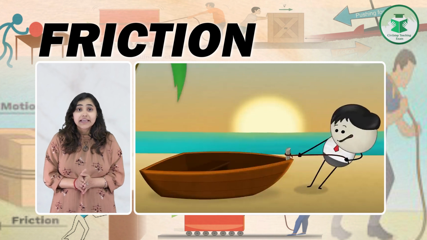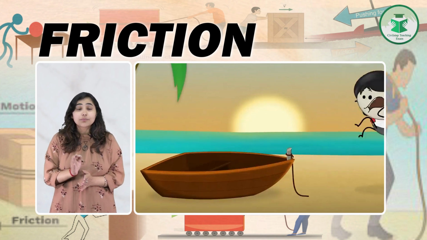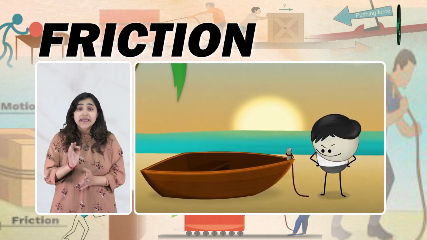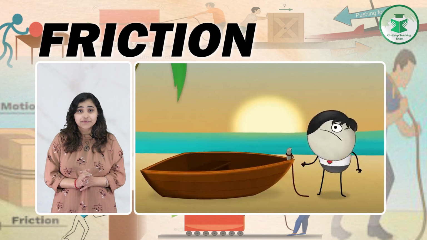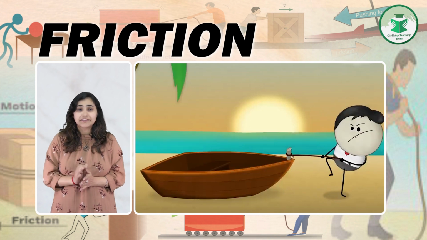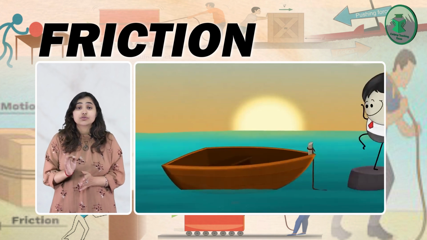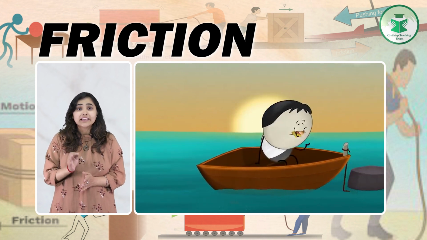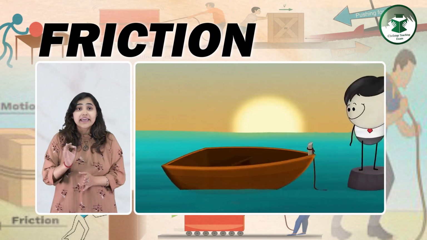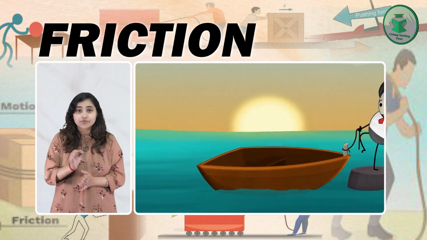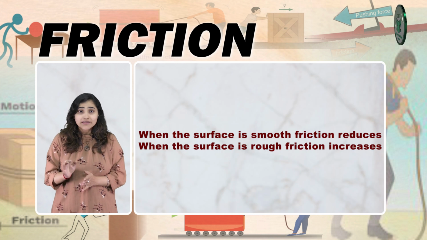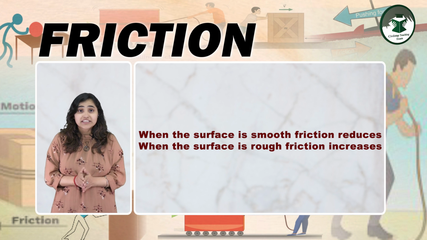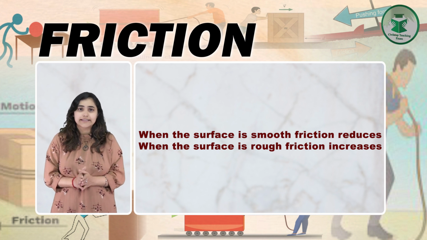For example, if you try to push or pull a boat on the land, it needs more force because here the friction provided by the rough surface of the land is higher. On the other hand, if you try to push the boat on the water surface, then you apply less force because here the friction provided by the water is less. So when the surface is smooth, friction reduces. When the surface is rough, friction increases.